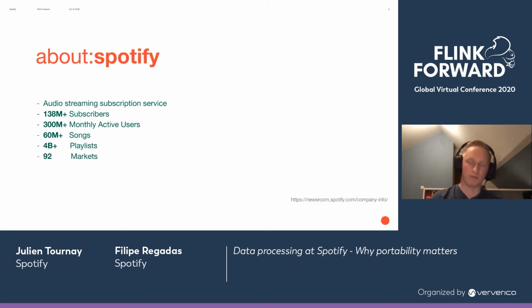We have about 140 million subscribers, so that is people that actually pay every month to use Spotify. About 300 million monthly active users. What that means is that for any period of 30 days, you will have 300 million different people that use Spotify to listen to something at least once. 60 million songs, about 4 billion playlists, and we are available on 92 markets. So I think that should give you a rough idea about how big we're talking when we say we're doing data processing at Spotify.